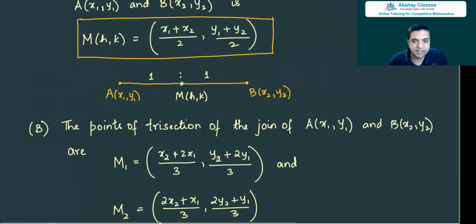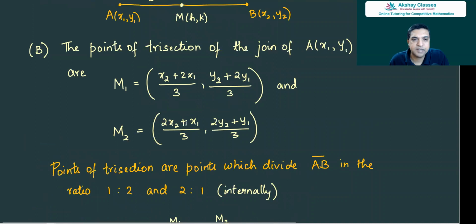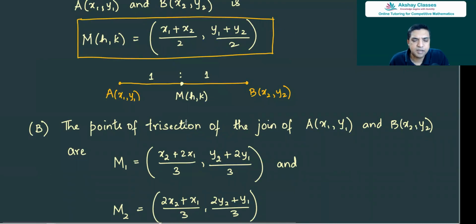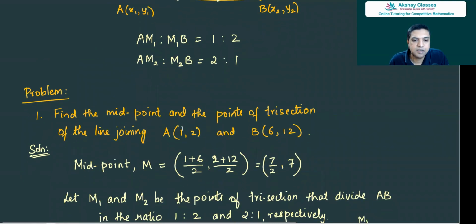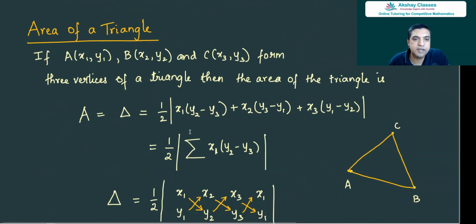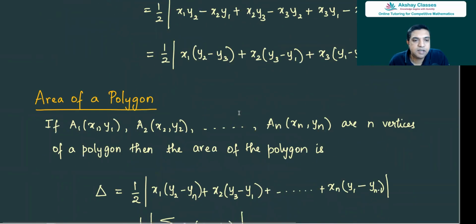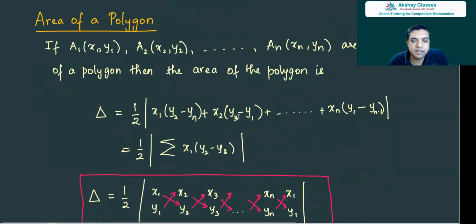And then points of trisection is what we discussed. These are the 2 points of trisection. Points of trisection are nothing but the points that divide the join of AB in the ratio 1:2 and 2:1. Okay, and then we discussed area of the triangle formed by 3 points. How to find the area? How to find the area of a polygon formed by n points, n-sided polygon.